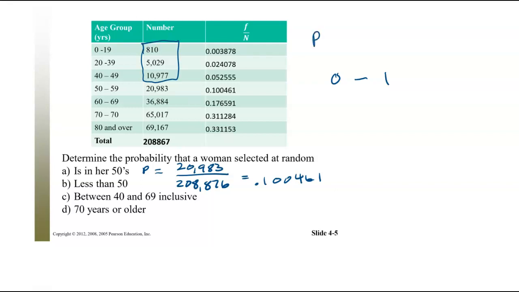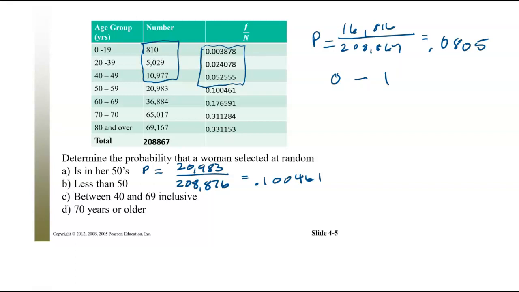Using the basic rule for probability, if I add those three up, I get 16,816, which is my F, and I still have my total N. When I divide them, I get 0.0805. As we progress through this chapter, you'll learn other rules where another way we could find that is by adding up their individual probabilities, and you could see that would also come out to 0.0805.